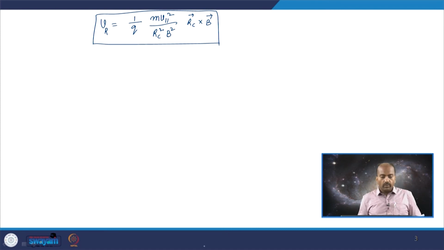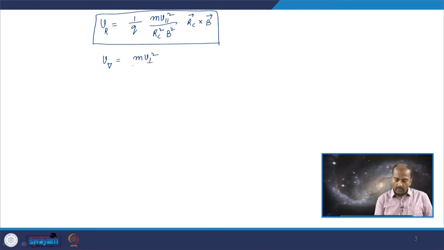Now, the drift velocity due to the gradient in the magnetic field, V del, is written as m V perpendicular square divided by 2q times B cross del B divided by B square.